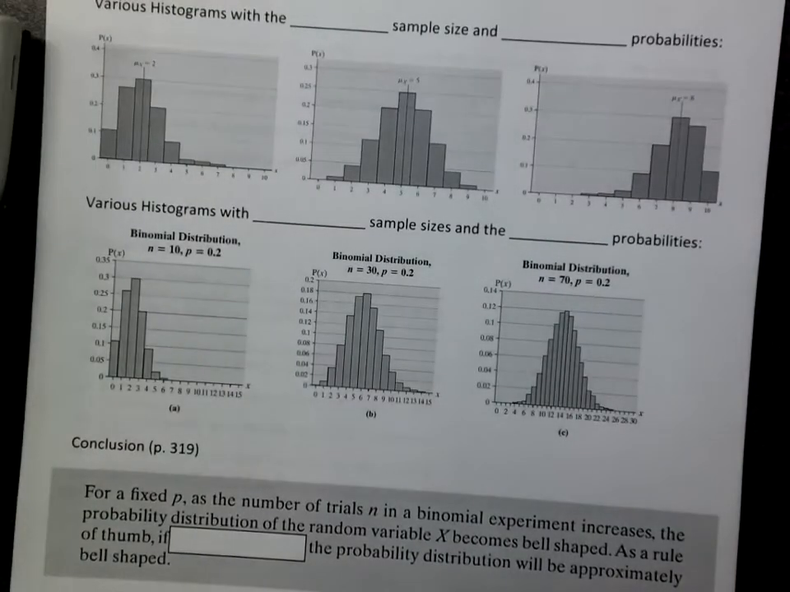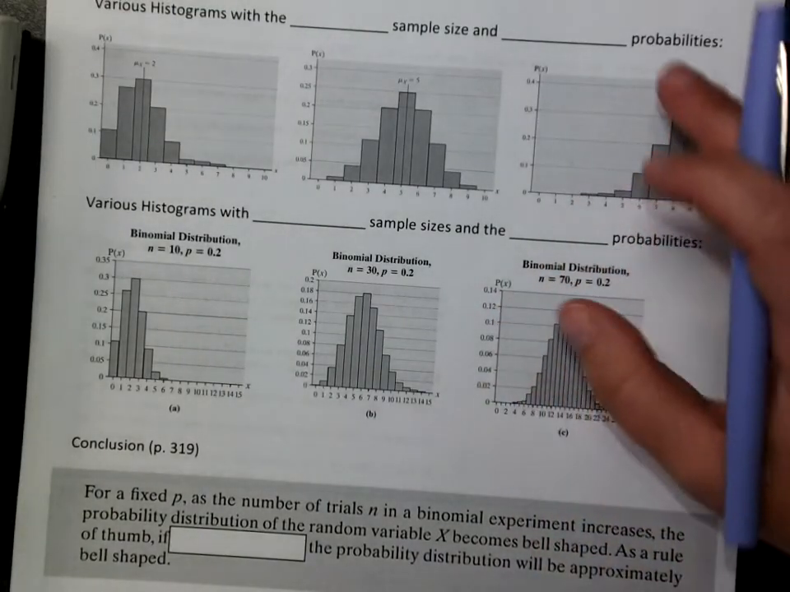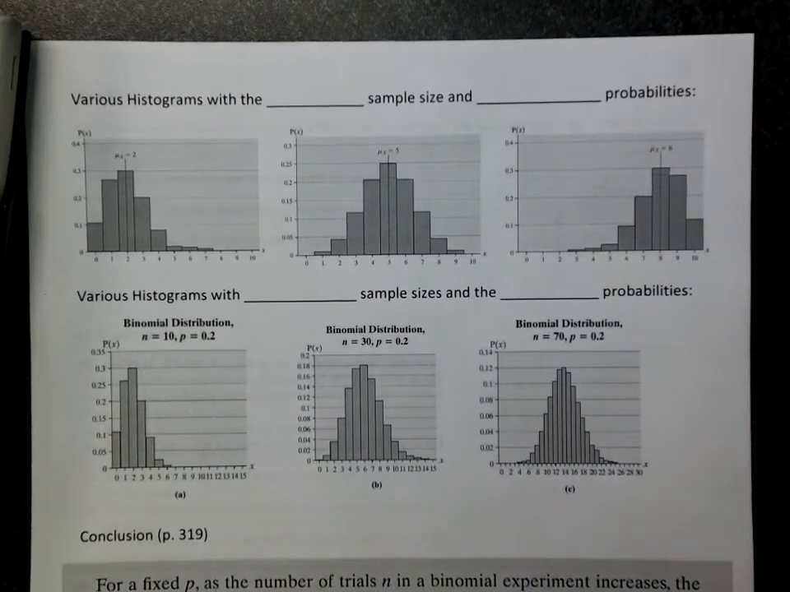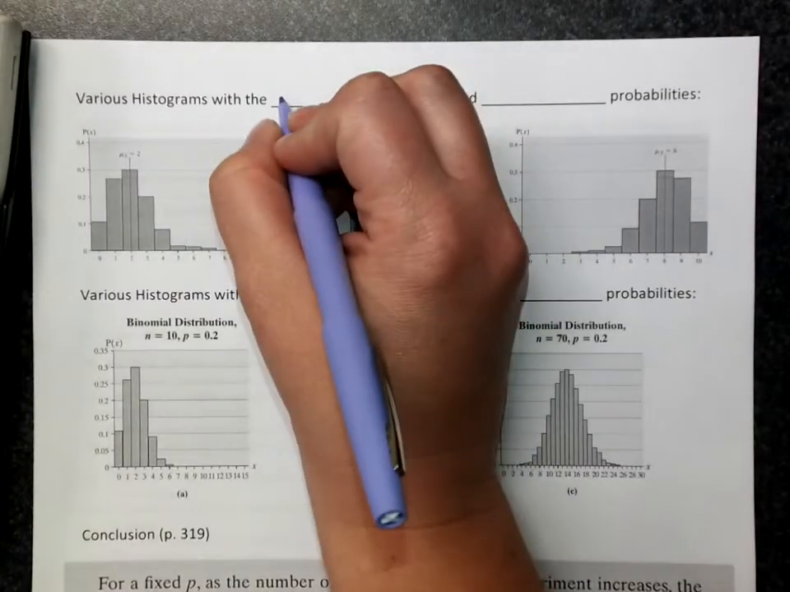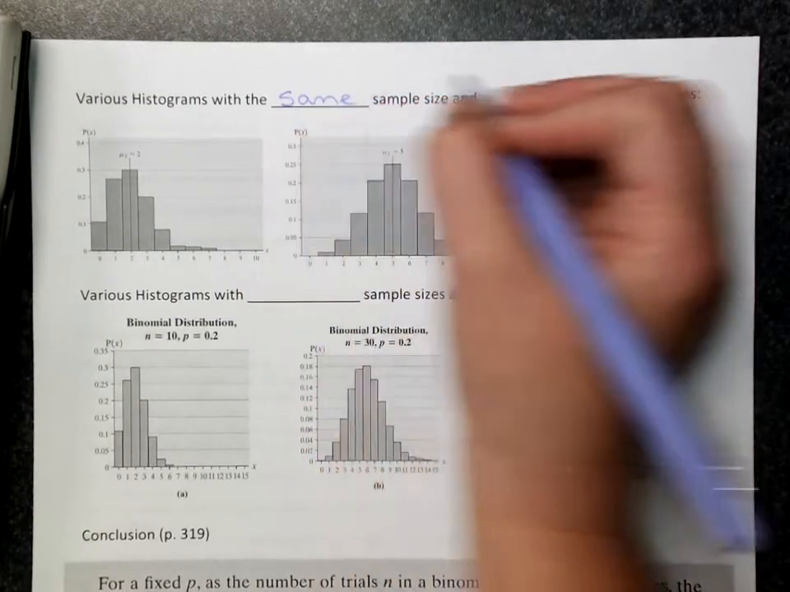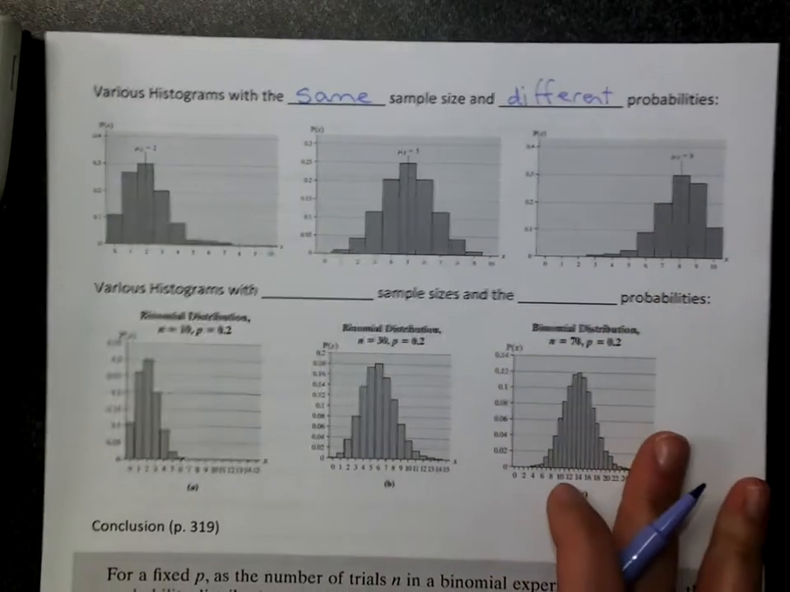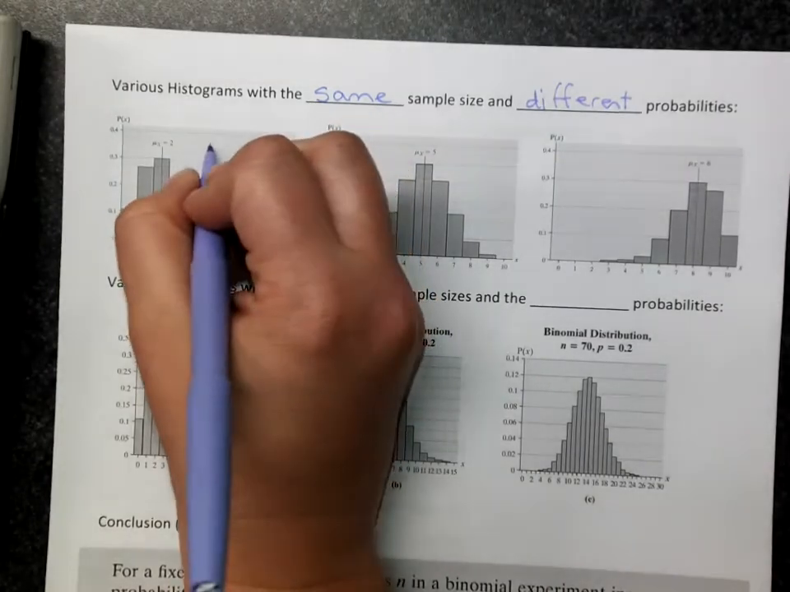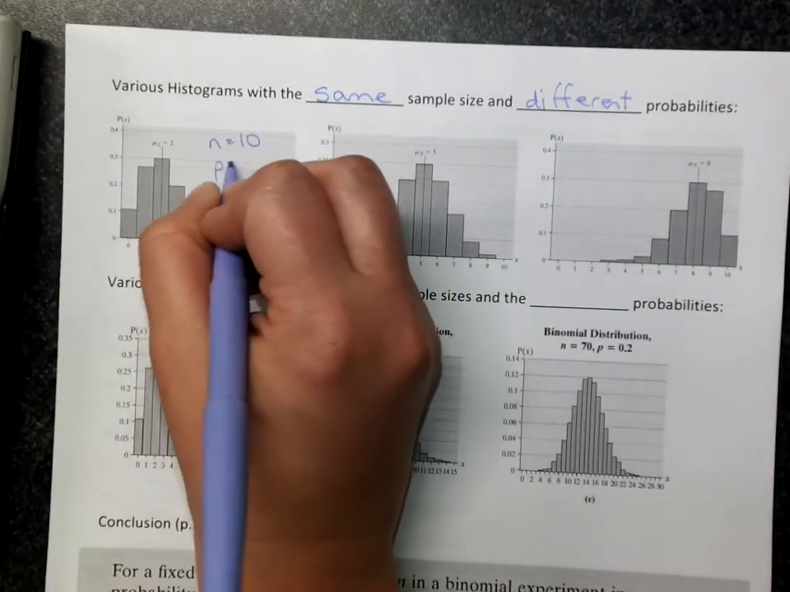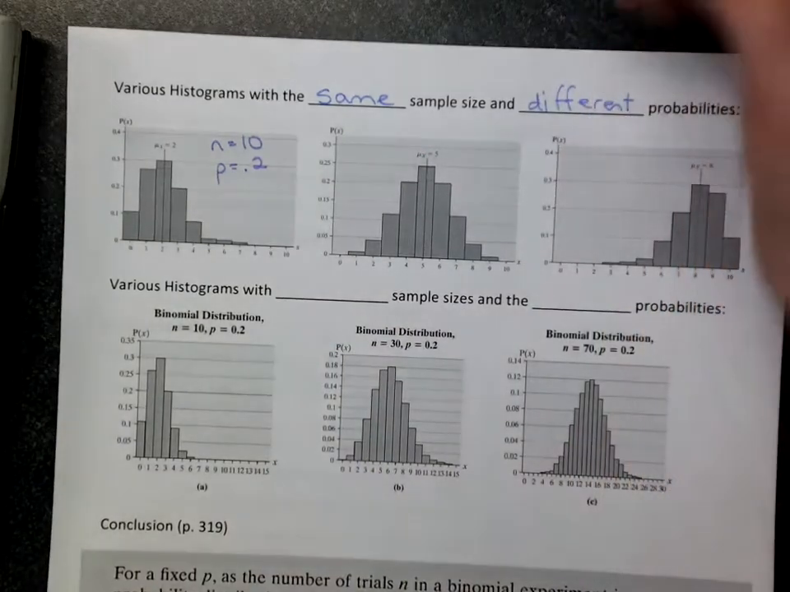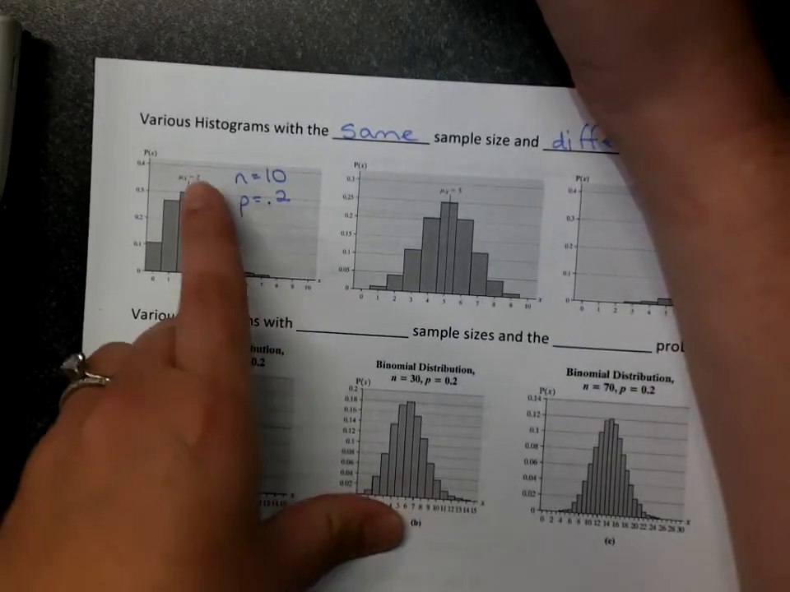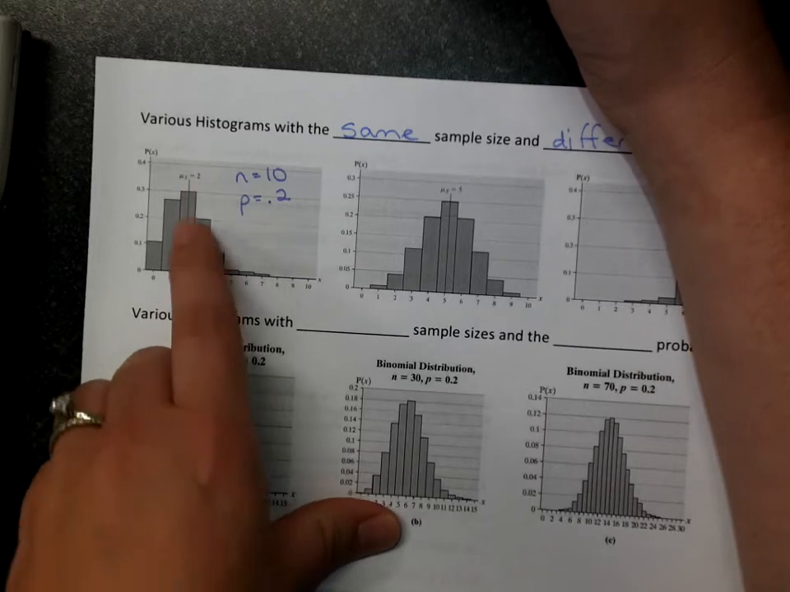So let's look at various histograms with, let's see, the first set has the same sample size and different probabilities. So your first histogram here has a sample size of 10 and a probability of success of 0.2. So if you were to quickly multiply those together, that would give you a mean of 2, and you'll notice that's where your tallest bar is.